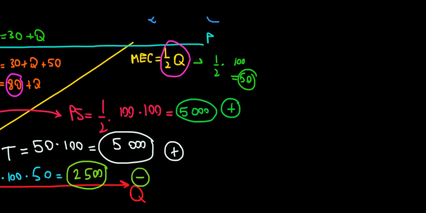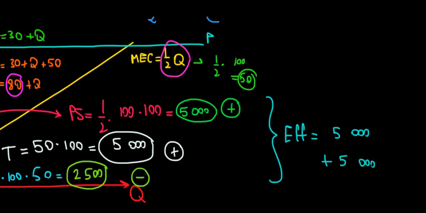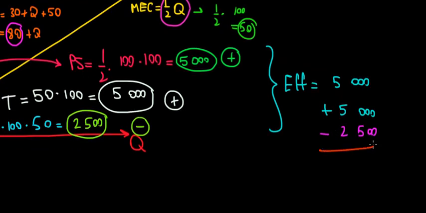Now, with all this data in mind, we can calculate the efficiency overall. Let me just change color for that. Yeah, that's going to be good. So the efficiency is going to be equal to a positive of 5,000, plus another positive of 5,000 euros from the tax, and a negative of 2,500 from the external cost, so minus 2,500. That's 10,000 minus 2,500. That's equal to 7,500 euros worth of efficiency.